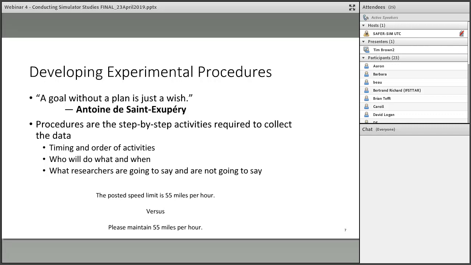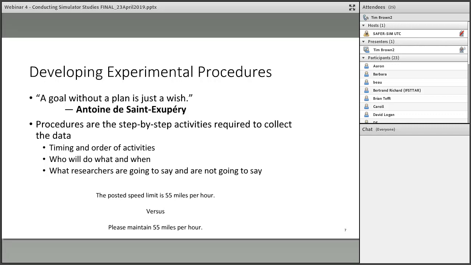With the first, it serves as a reminder of what the posted speed limit is. It still is giving the participant an opportunity to choose what speed they want to drive, knowing what the speed limit is. For the second one, it's much more of an instruction, and it clearly indicates some preference that we've got. We say, please maintain 55 miles per hour.